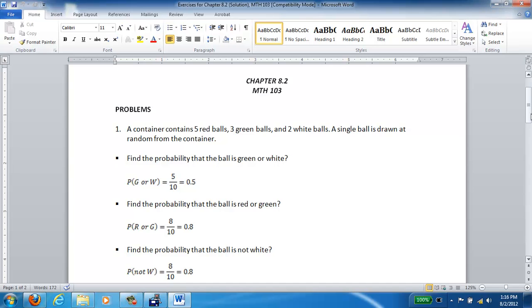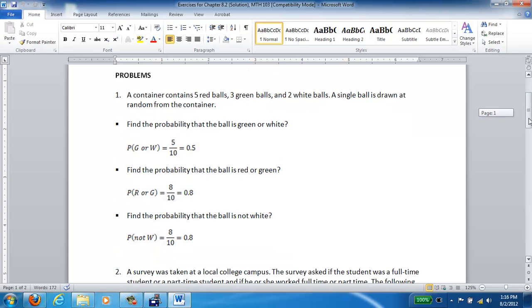The third one, what is the probability that the ball is not white? Actually, this question and the previous one are exactly the same. Why? Because what is the probability that the ball is red or green? We have 8 balls. What is the probability not to be white? So, to be red or green. So, the answer is going to be exactly the same, 8 over 10.